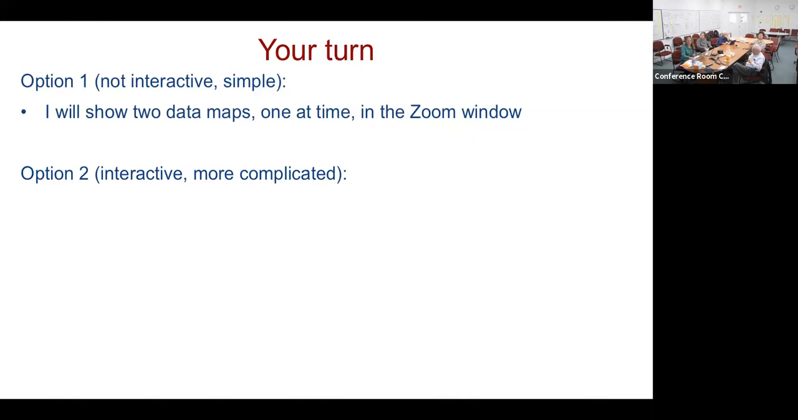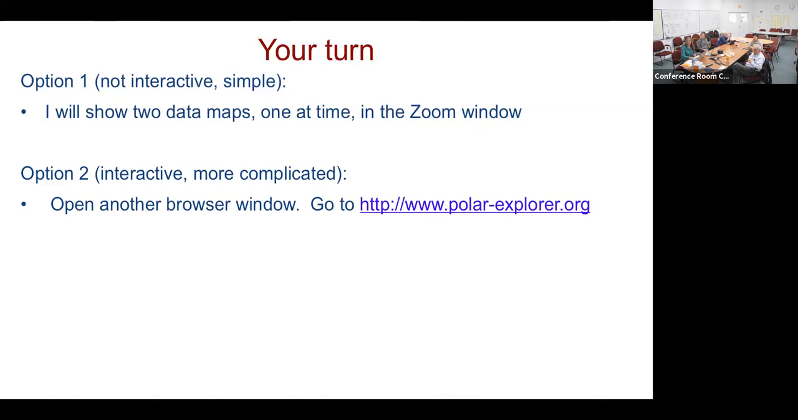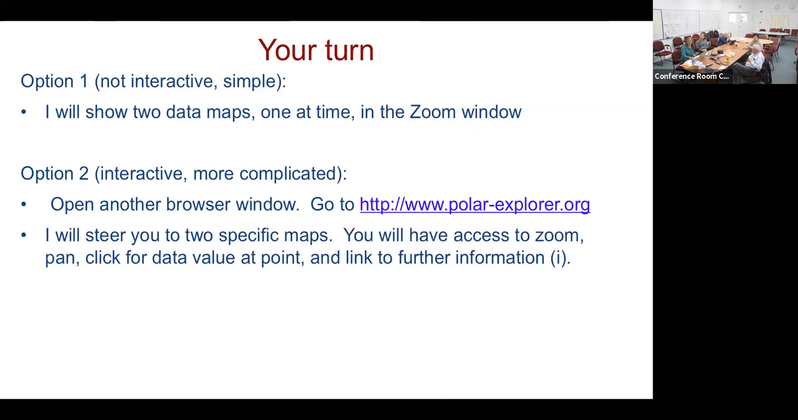The second option is more complicated, but possibly more interesting, especially for people who are interested in technology and education. You open another browser window and go to the Polar Explorer website at this URL. I will steer you to two specific maps by telling you which menu item to select. In the interactive version, the web version, which is similar to what the students used in our study. They had the iPad version.